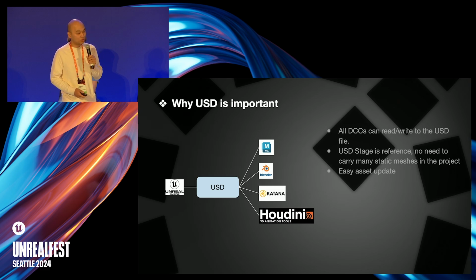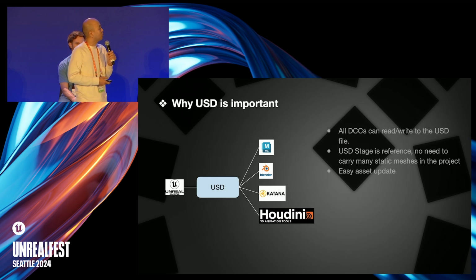And if we choose to use USD stage, because it's a reference, we don't need to convert all the assets into static meshes, Unreal assets. CG feature animation is a huge project, so that saves us a lot of space. And it's also easy asset update because it's a reference.